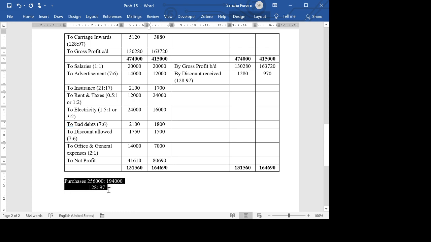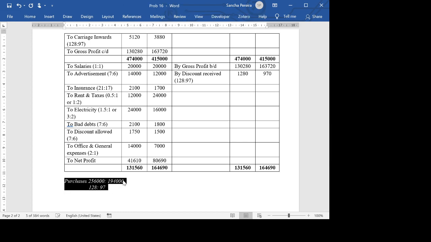Anyone has any questions? The only difficulty in this problem was those ratios with regard to the rent and with regard to electricity. Anyone has any questions? Any questions, students?